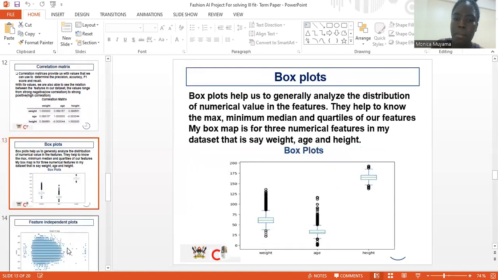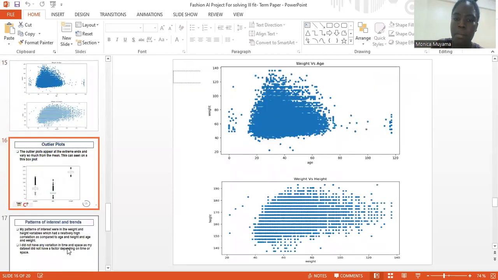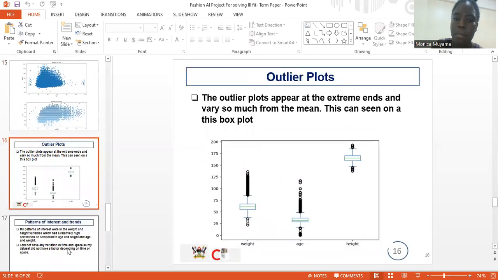Box plots help us generalize and analyze the distribution of numerical values in the features. They help us to know the maximum, minimum, median, and quartiles of our features. My box plot is for the three numerical features in my dataset, that is to say, the weight, age, and height. The outliers appear at the extreme ends and vary so much from the mean. This can be seen on this box plot.